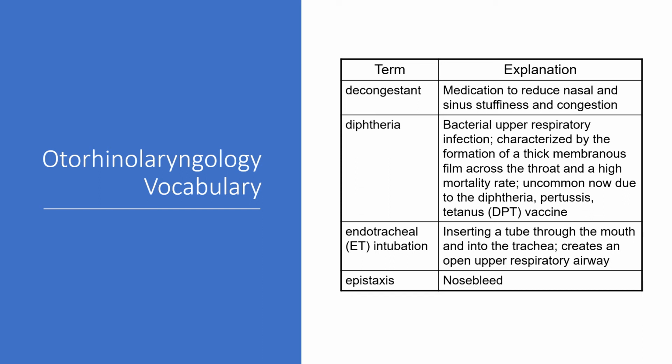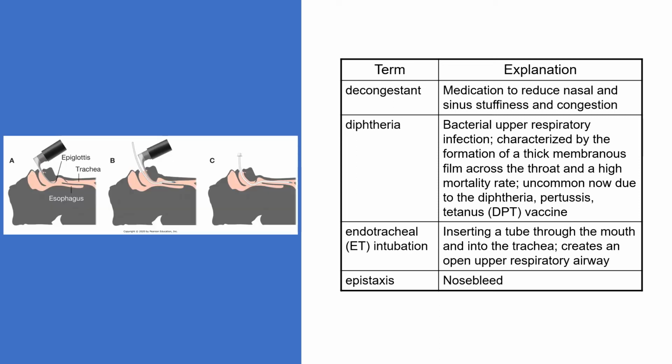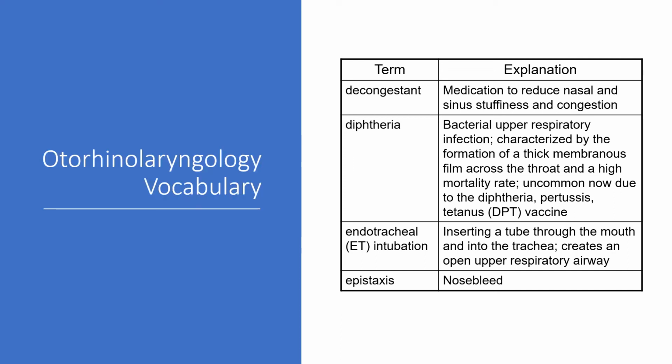Diphtheria is a bacterial upper respiratory infection that's characterized by the formation of a thick, membranous film across the throat and a high mortality rate. However, it's now a lot more uncommon due to the diphtheria, pertussis, and tetanus vaccine. An endotracheal, or ET, intubation is inserting a tube through the mouth and into the trachea, and this creates an open upper respiratory airway. Epistaxis is a nosebleed.